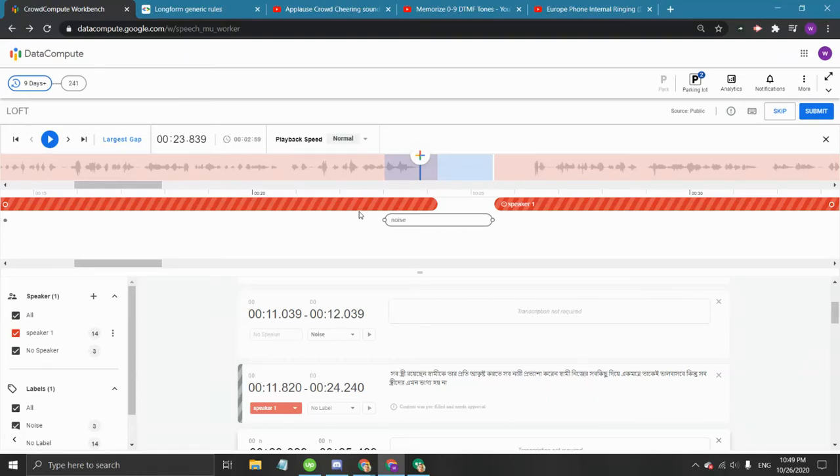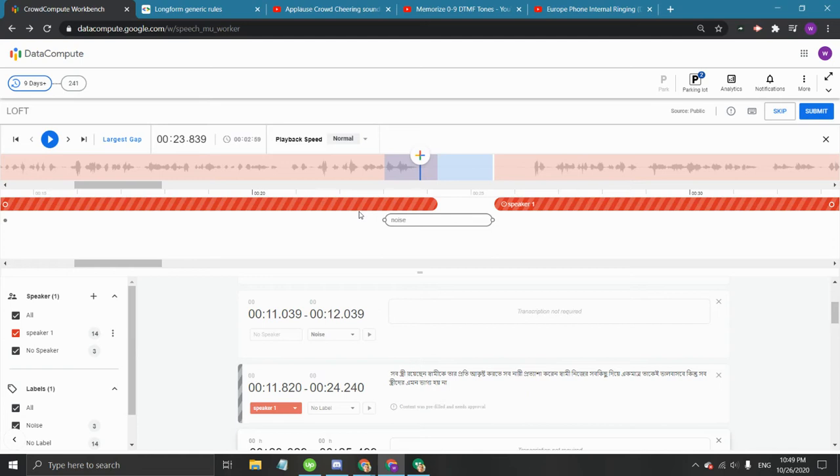In this video, we will be talking about the noise annotation. Noise is a label used for all kinds of miscellaneous noise events. This means that if you hear a car passing by, knocking on wood, birds chirping, or literally any other sound that does not fall under any of the other categories, it should be labeled as noise.